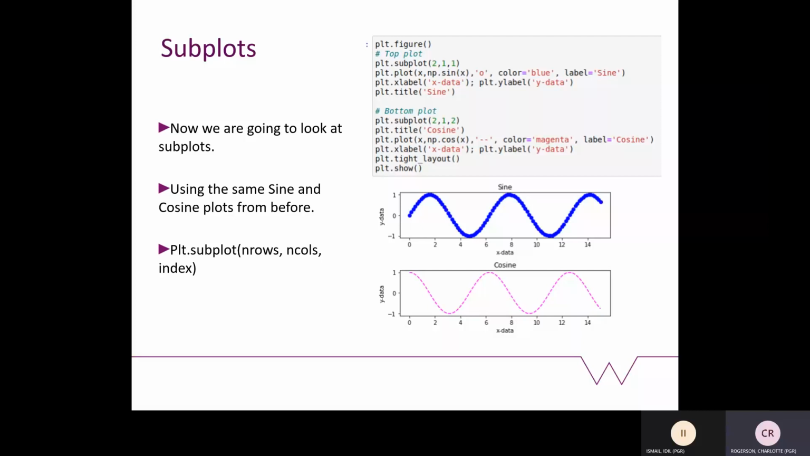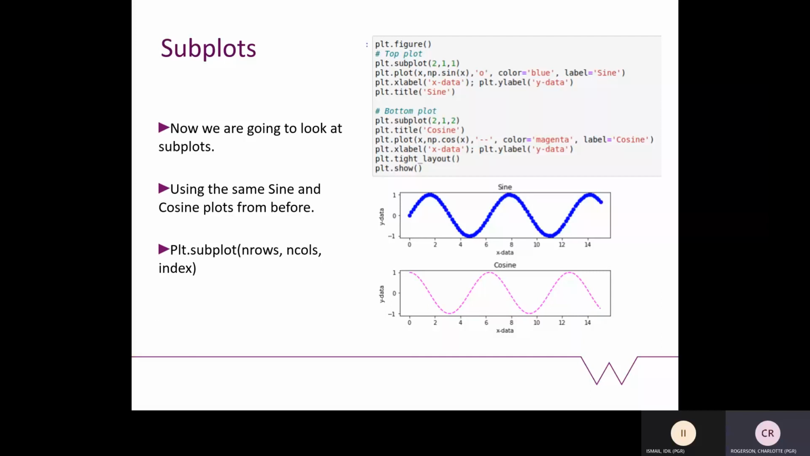The numbers 211 at the top go in the order of number of rows, columns, and then the index of each of the plots. So in this example, we have 2 rows, as we have one plot on top of the other, and then 1 column. There's only one in each direction. The index refers to which plot you are dealing with. So the top one has an index of 1, and the bottom one has an index of 2.